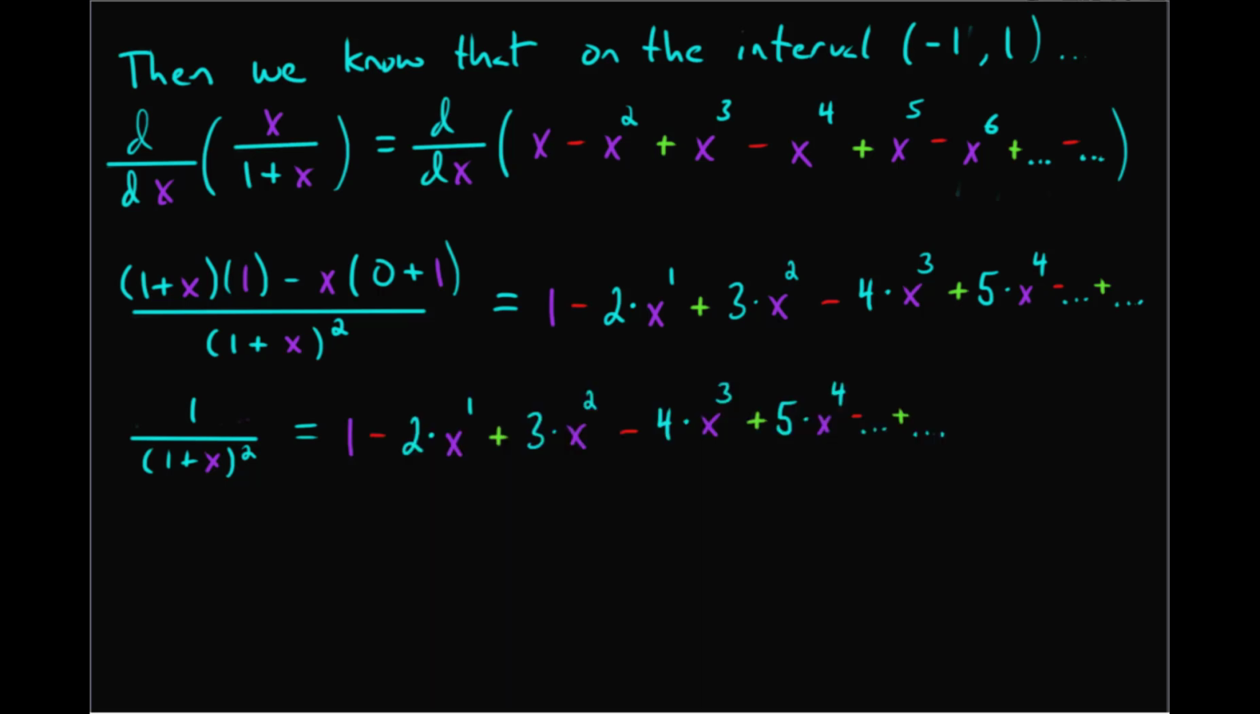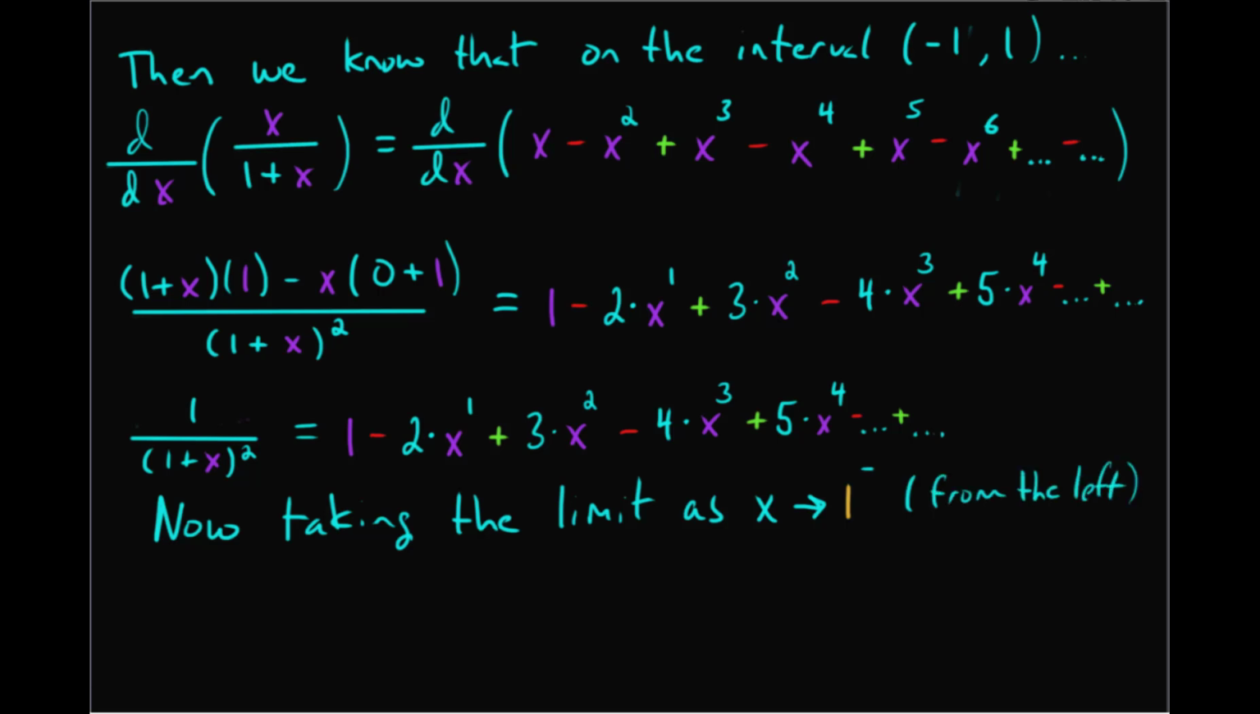And now for the final step, we'll take the limit on both sides of this equation as x approaches 1 from the left. And if we do that, we have the limit as x approaches 1 from the left for the function 1 over the quantity 1 plus x squared equals 1 over the quantity 1 plus 1 squared, which equals 1 over 2 squared, or 1/4.